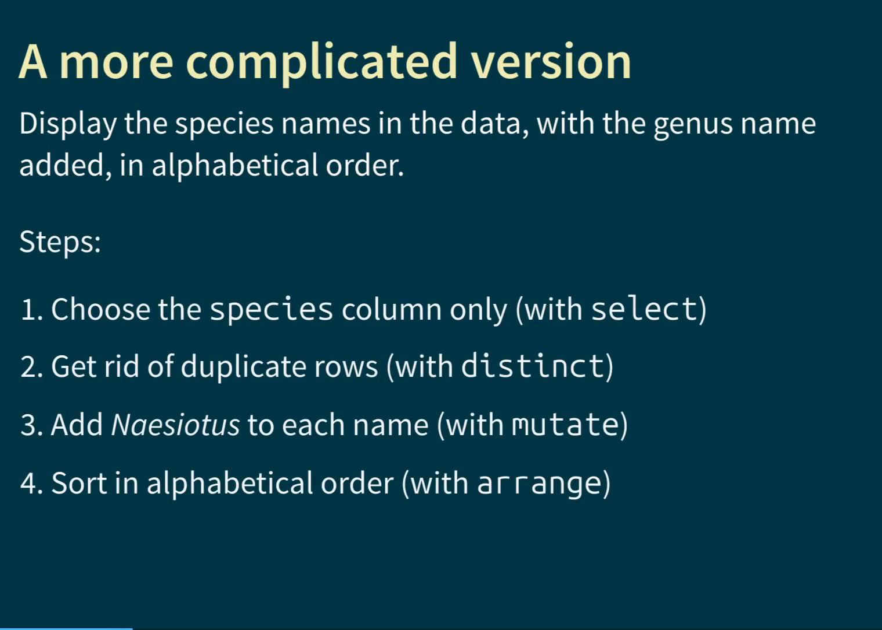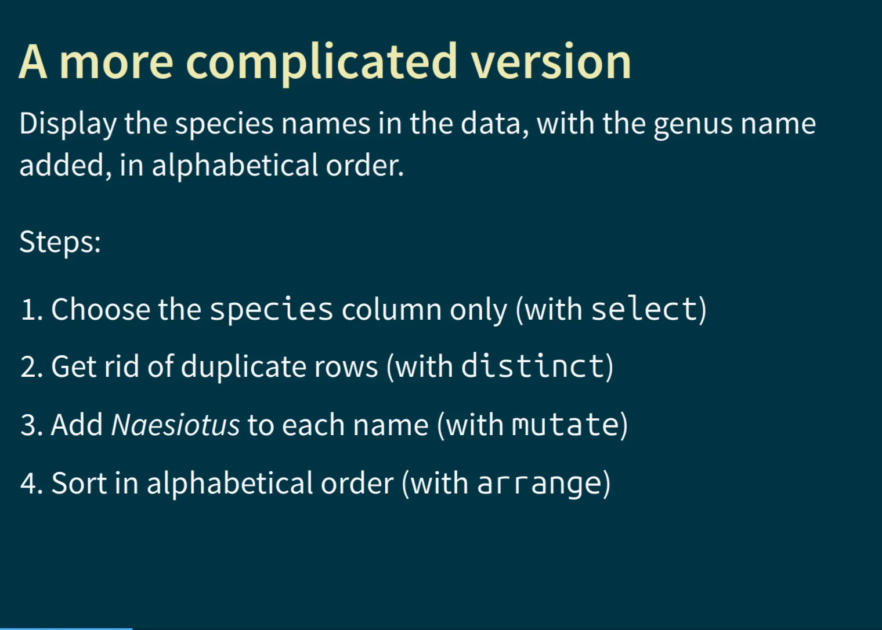But one very natural one breaks down the solution to the following steps. First of all, we will choose the species column only using the select function. Then we will deduplicate, just like we've done before, with the distinct function. So then we will end up with a table which only has one single column, namely species, and each species will be there only once. Then we can add Nesiotus to each of the names using the mutate function. And finally, after having done that, then we can sort all the rows in alphabetical order using the arrange function.